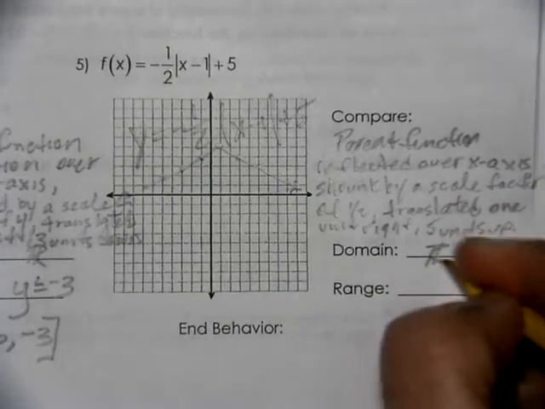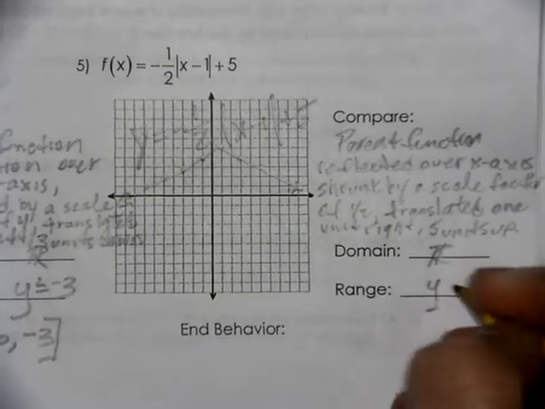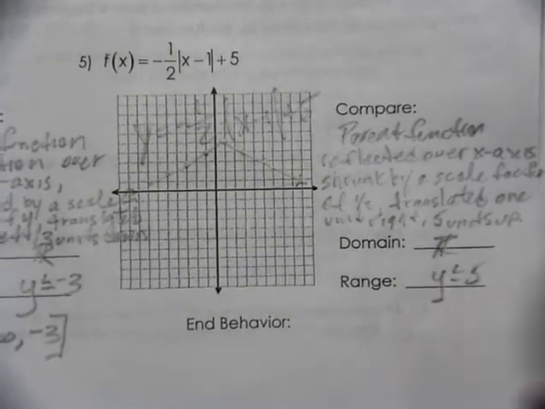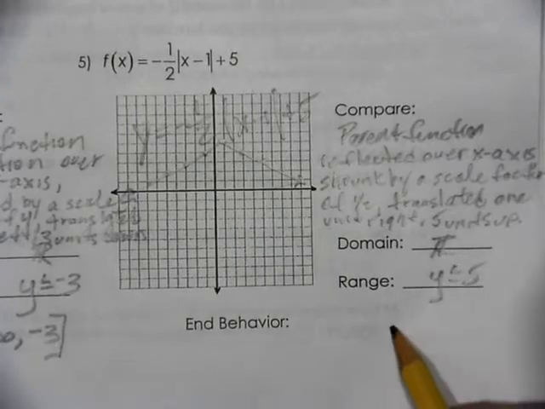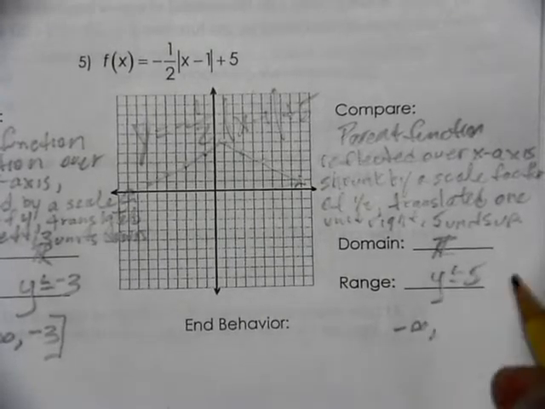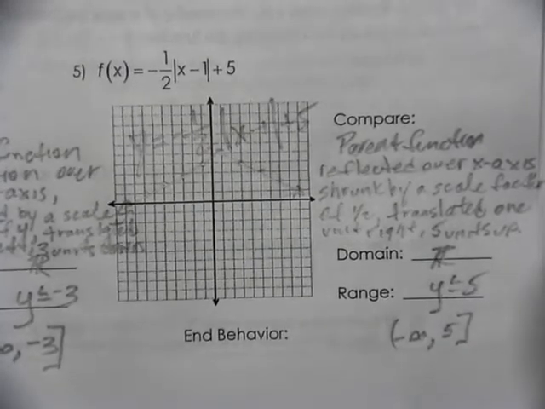So our domain is all real numbers, and the range is your y values less than or equal to 5. So our interval notation for our range would be the smaller number, which is negative infinity, and a larger number, which is 5. It can equal 5. It cannot equal negative infinity.